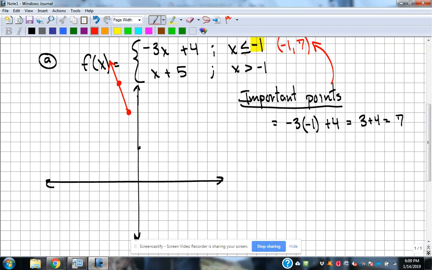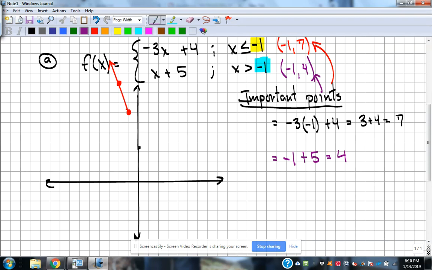Let's graph the second half by getting its important points. Well, the x value on that one is -1, right? So if the x value is -1, we've got to find the y value that goes with that. To do that, we just plug -1 into the equation. -1 plus 5 is 4, right? So that means I will go to the ordered pair -1, 4. That's an important point for the second piece.